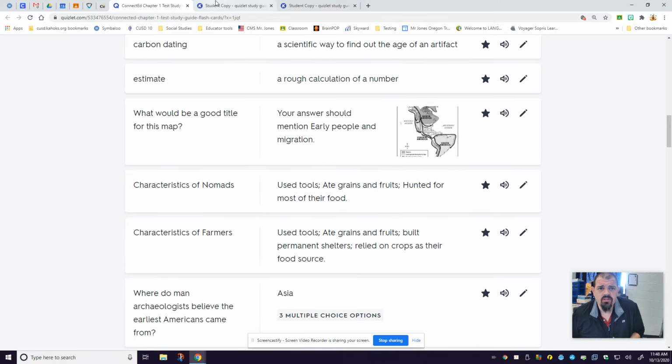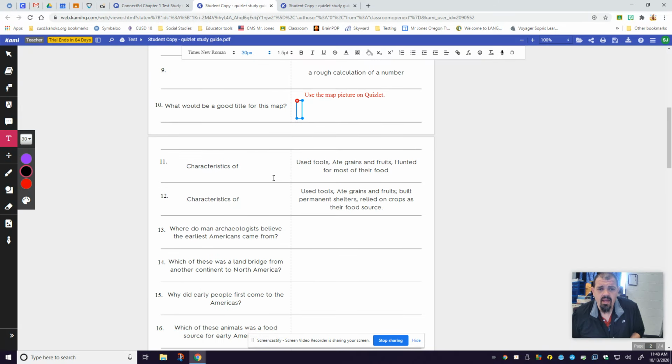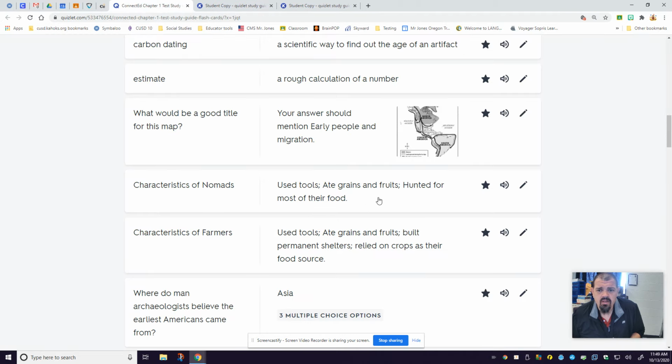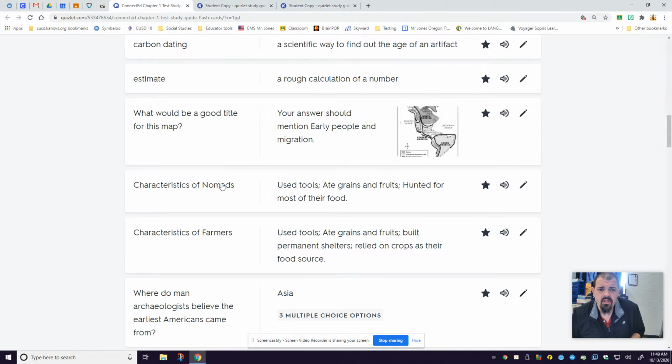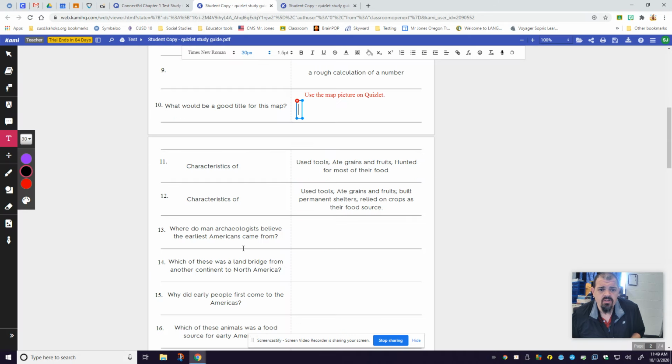Okay, the next two questions you have: characteristics of blank, characteristics of blank. So you want to take a look at this. Which one used tools, ate grains and fruit, hunted for most of their food? We know that's characteristics of nomads, so you're going to want to fill that in with nomads. Used tools, ate grains and fruit, built permanent shelters, relied on crops. Those are characteristics of farmers, so you're going to write farmers in there.